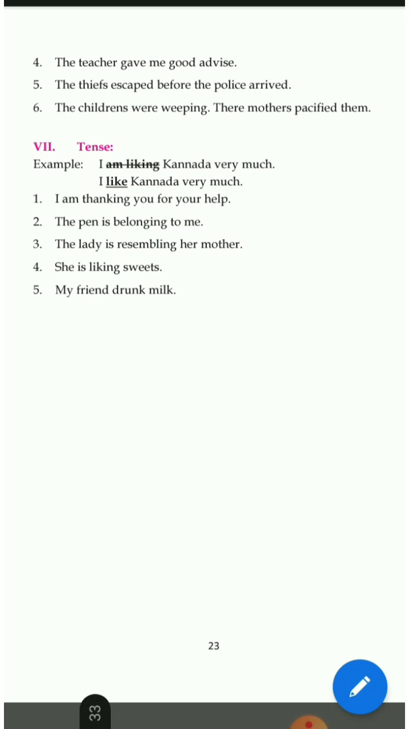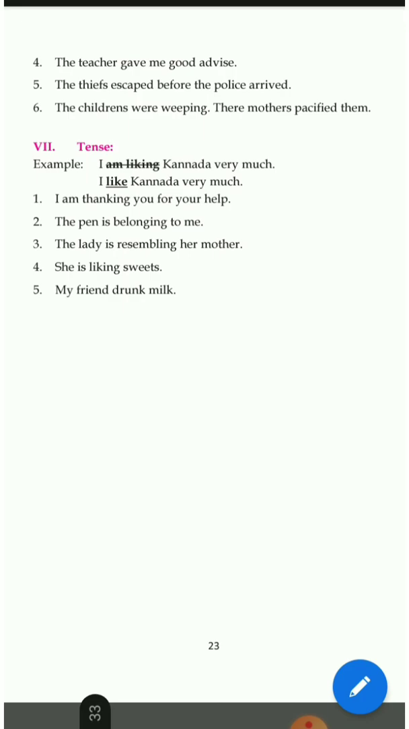So avoid such kind of mistakes, and these often repeat in the examination. If you are given I am having, just write I have. I am liking, just write I like. Or I am remembering, I remember. We call them stative verbs. We don't use them with helping verbs. I am liking, it's just I like. I am having, I have. I am forgetting, I forget. I remember. So it has to be I like Kannada very much.